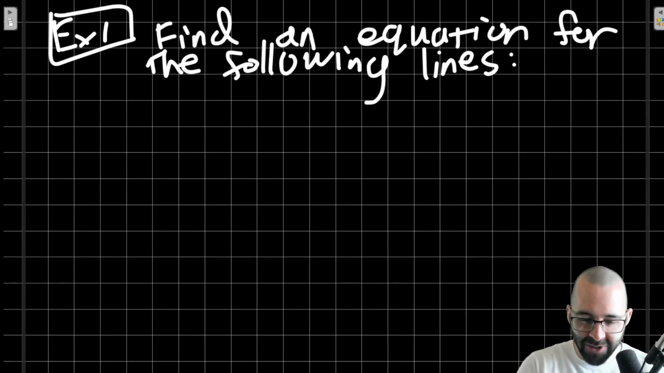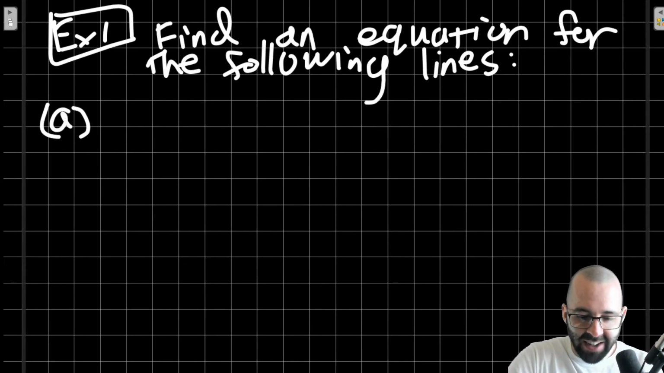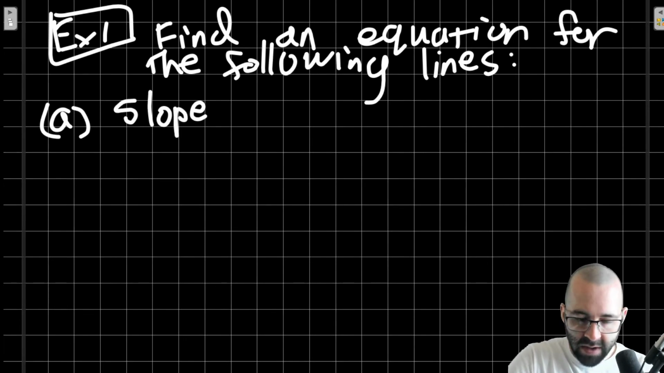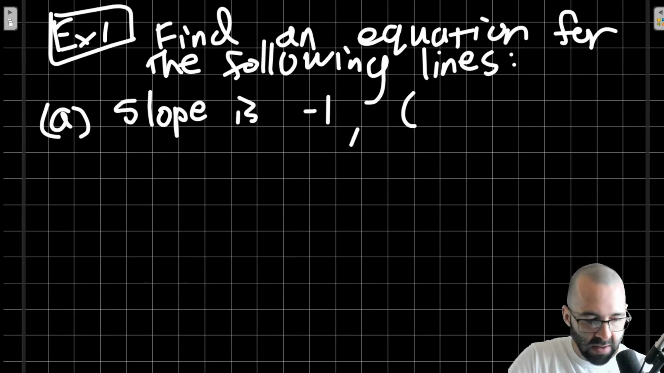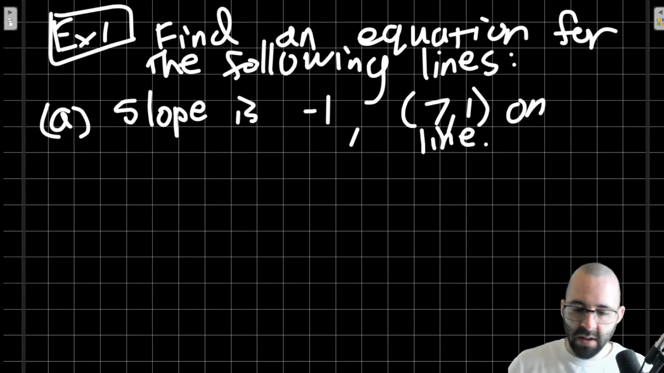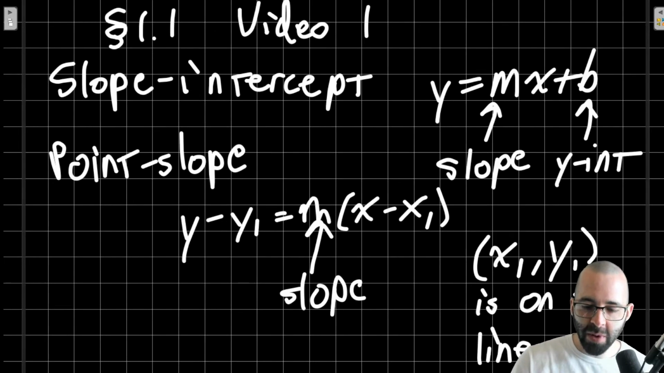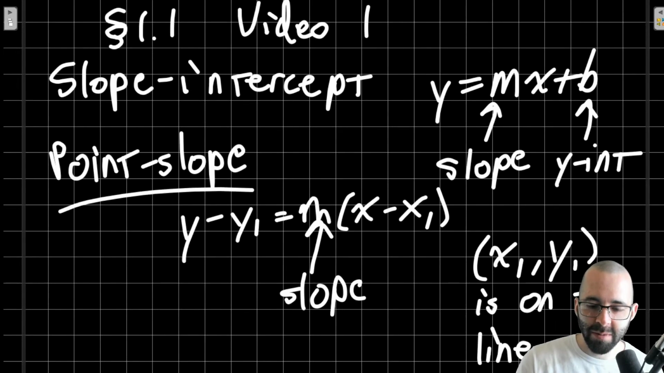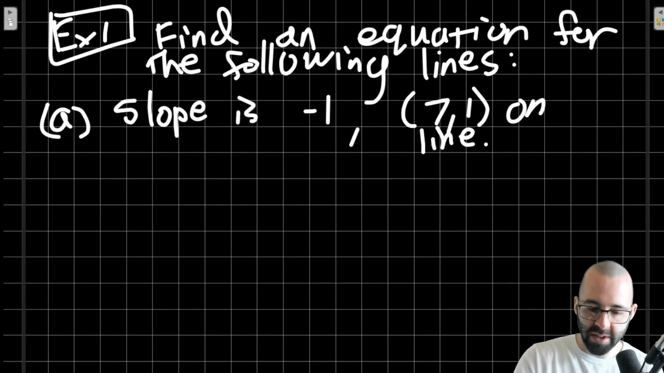And what wonderful adventures are we going to have? All right, so part A is a line with the slope of -1, and the point 7, 1 is on the line. Okay, so what do we have? We have a slope, we have a point. Let's see, if we have a slope and a point, which one are we going to use? Well, point slope. All right, so we're going to start by writing the formula down.